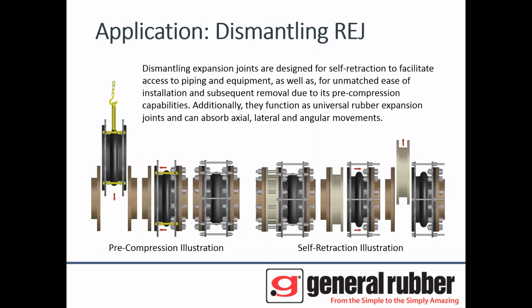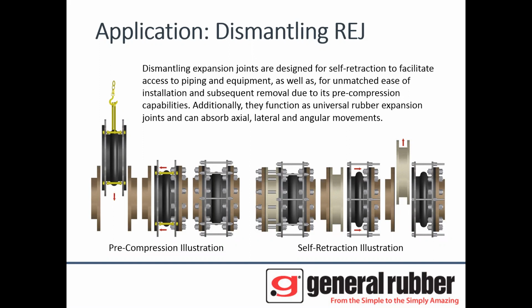Our last application is our dismantling rubber expansion joint. Dismantling expansion joints are designed for self-retraction, not self-restraint. Well, in addition to self-restraint, but self-retraction to facilitate access to piping and equipment, as well as for unmatched ease of installation and subsequent removal due to its pre-compression capability. Additionally, they function as a universal expansion joint and can absorb all directional pipe movement.